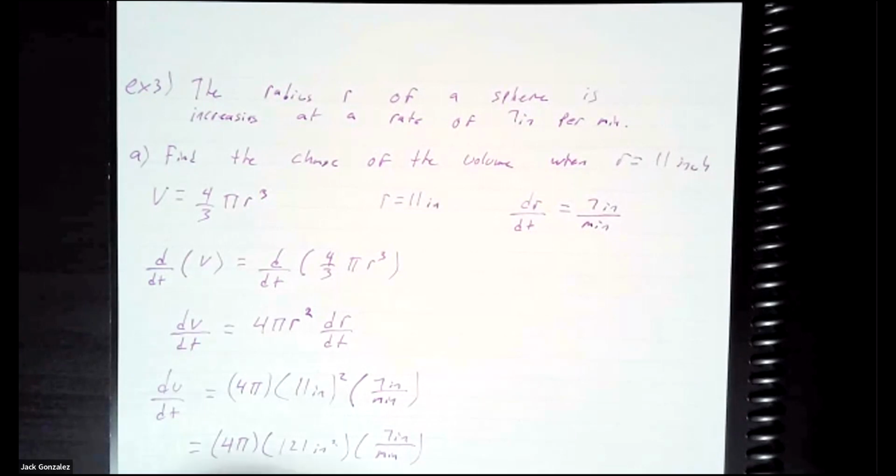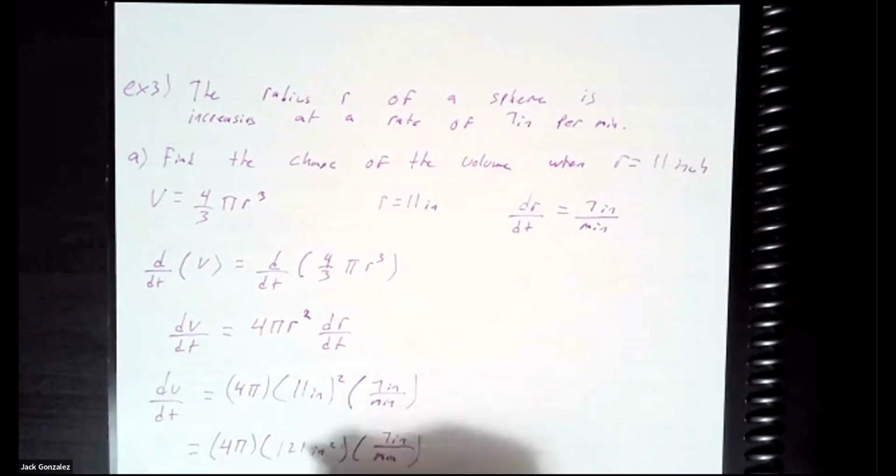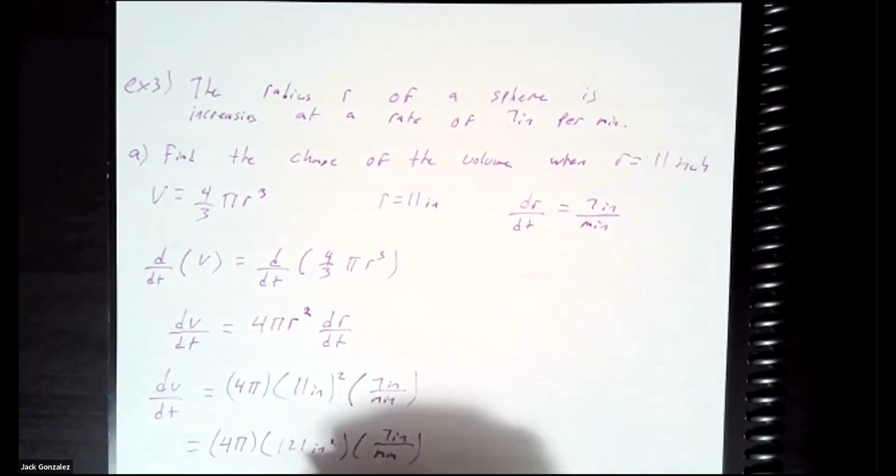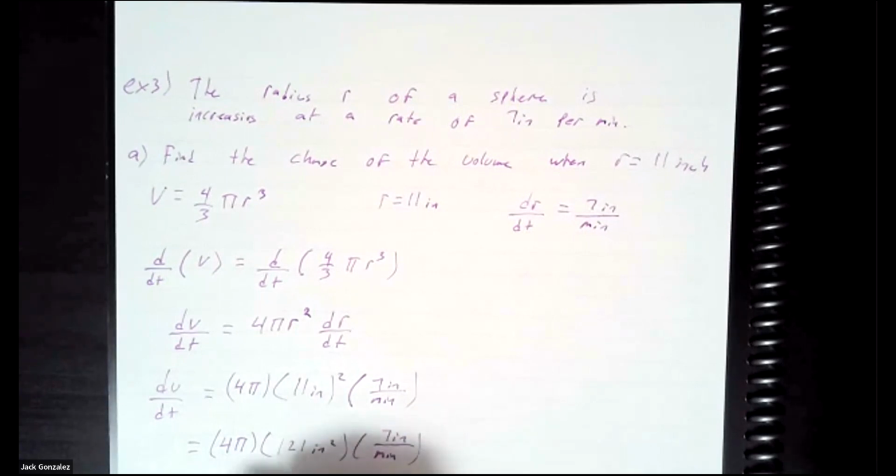All right. So 4 pi times 121 times 7 will all be in inches cubed. I think the exact answer would be 3388 pi inches cubed per minute, which is some weirdo number in the calculator, 10,643.